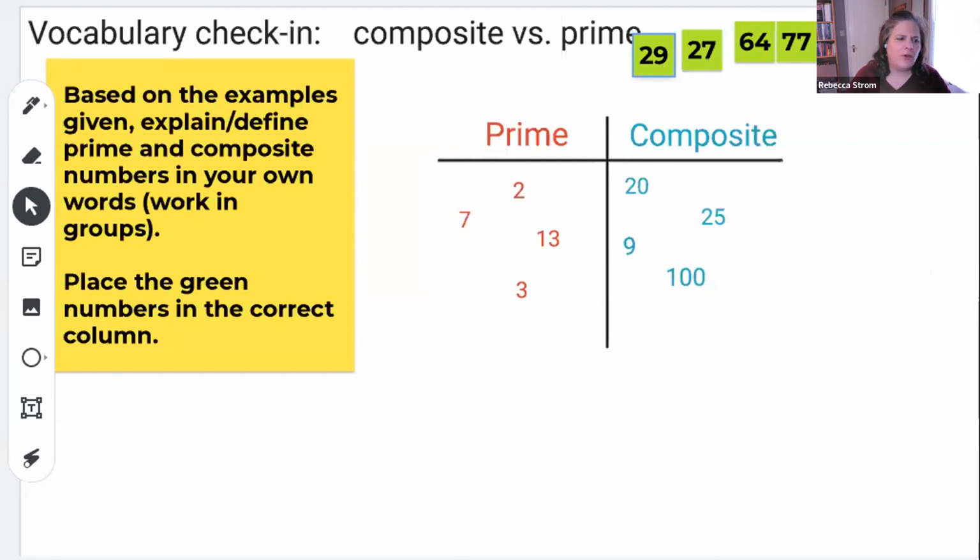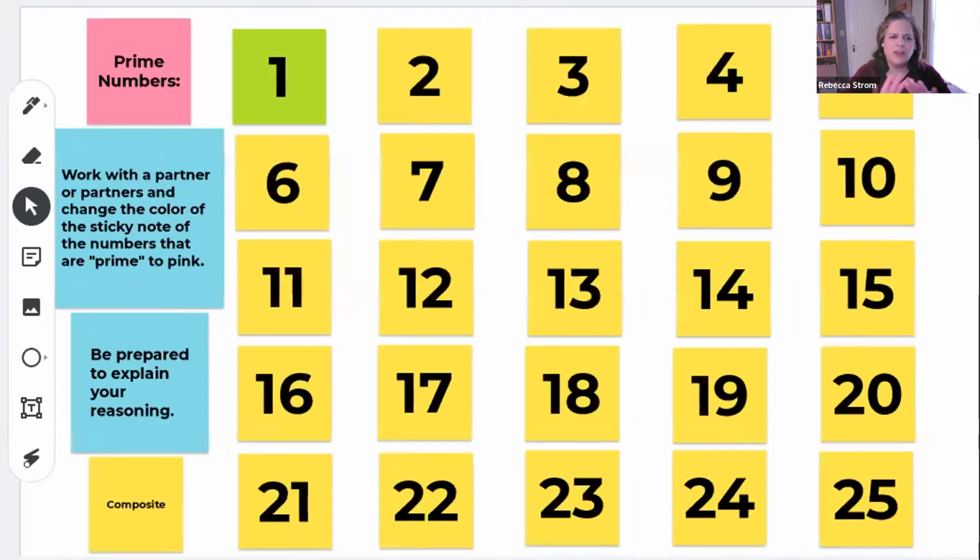All right, so let's keep going. I have just a couple activities left. The next one is, now that you think you can define prime and composite numbers, let's play a little bit more. On the next page, I created this page, and these are all just sticky notes that they can move. They were to work in groups or with a partner and determine which numbers are prime and which are composite. If you think it's prime, all you have to do is edit the sticky note and turn it pink. If you think it's not, you can leave it yellow.